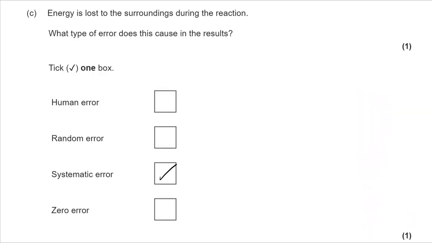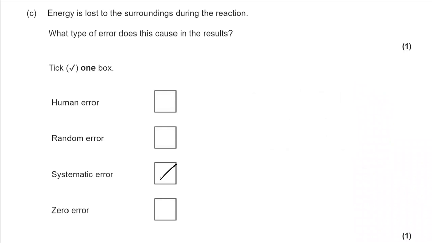Moving on to part C, energy is lost to the surroundings during the reaction. What type of error? Well, that's not human error. It's not been caused by you. It's not random error because it's something that would happen fairly consistently. And it's not zero error. We tend to think of that as being where we maybe haven't zeroed the scales before we use them. It is a systematic error because that energy will be lost every single time and it will have the same impact.